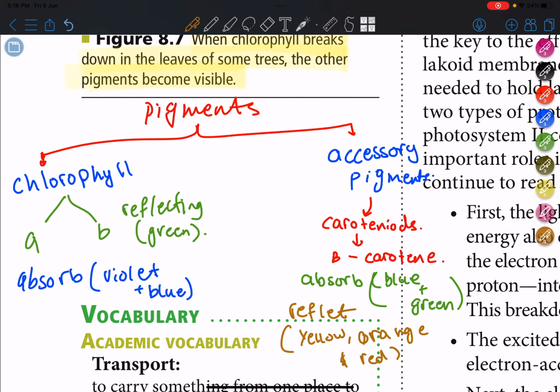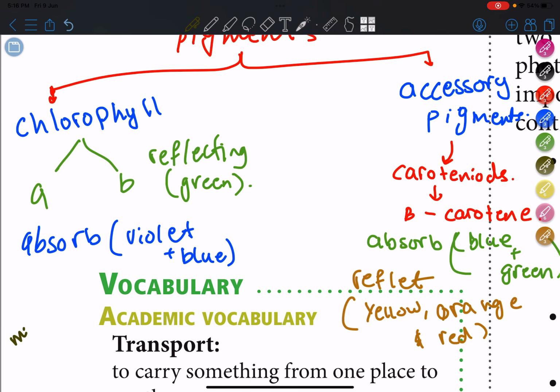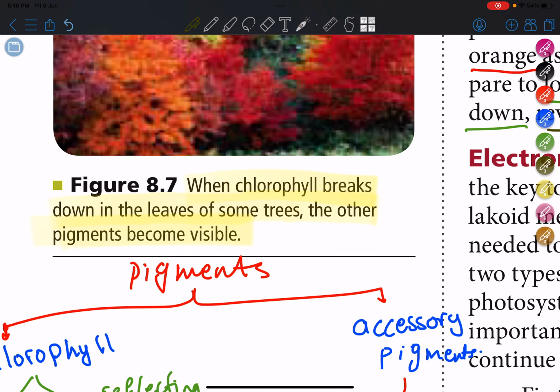Okay? We also said that chlorophyll is the most abundant, the one that there is the most of, and so that's why most of the leaves are green. But in autumn, the chlorophyll breaks down in the leaves and causes other pigments to become visible. So if there's a question, what causes other pigments to become visible? The breaking down of chlorophyll allows other pigments to become visible.